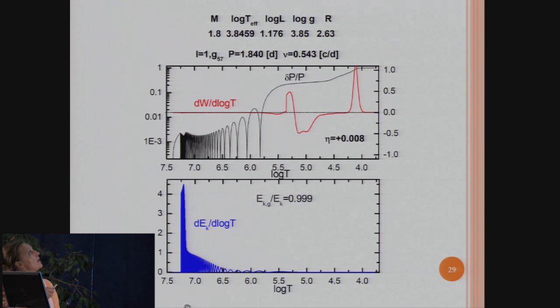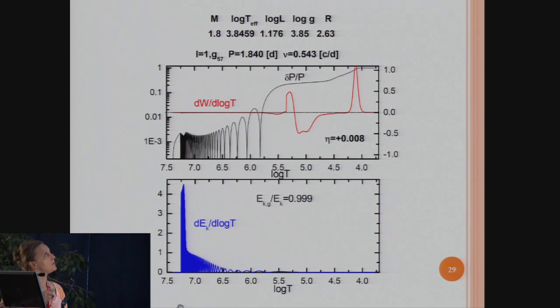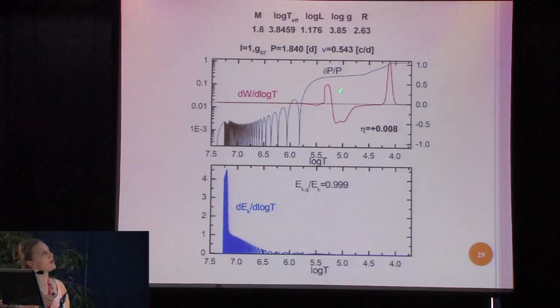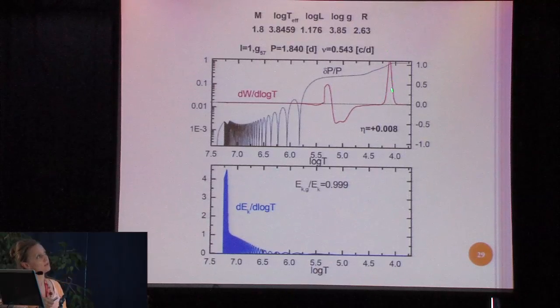This is the mode A1G57 with the frequency 0.5. And what we can see here is that there is a strong damping, but here the mode can be driven by this local opacity bump connected with the recombination of hydrogen.